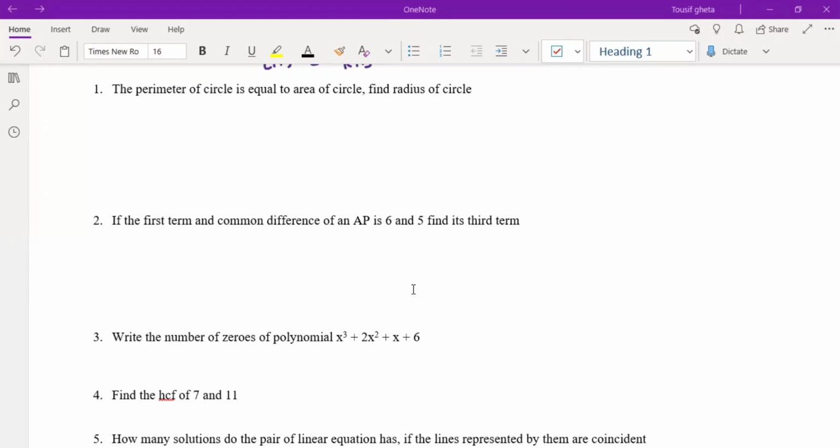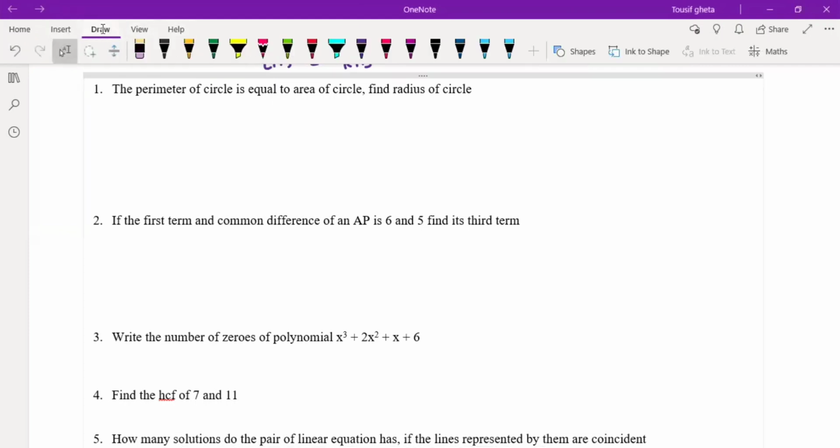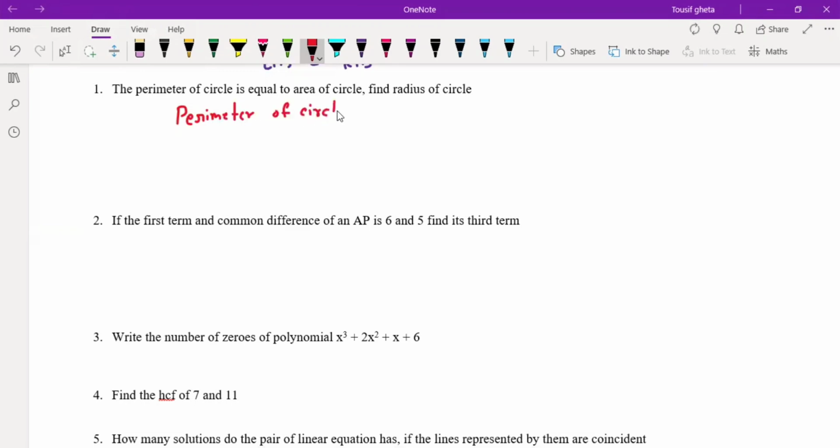The first one says the perimeter of a circle is equal to the area of the circle. Find the radius. So they are saying the perimeter and area of the circle are the same and they are asking us to find out the radius. First of all, we need to know the formula. The perimeter of a circle is also called what? Circumference of the circle, right? So we'll write perimeter of circle is equal to area of circle.